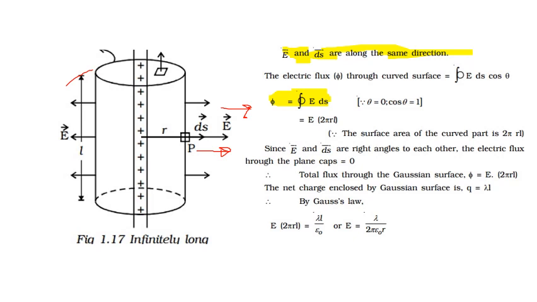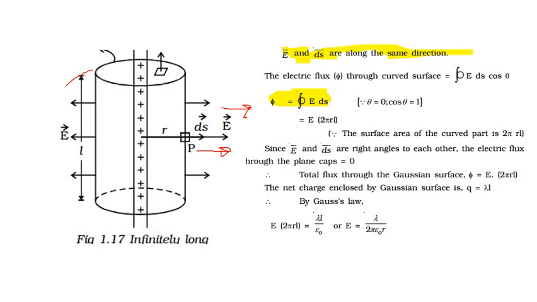Now, since this cylinder is a symmetric Gaussian surface, which is a viable choice, in place of dS, if we integrate dS, then E can be taken out because E is the same at all places. So the integral of dS can be written as 2 pi r L. The surface area of the curved part is 2 pi r L.